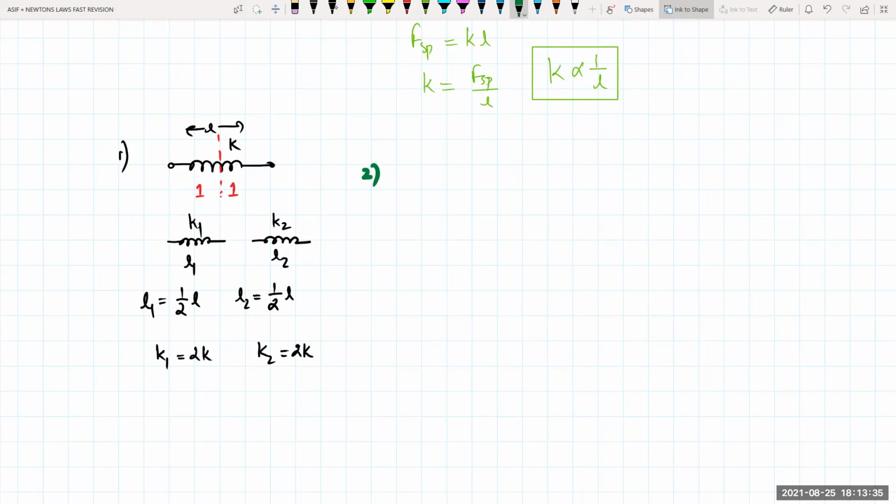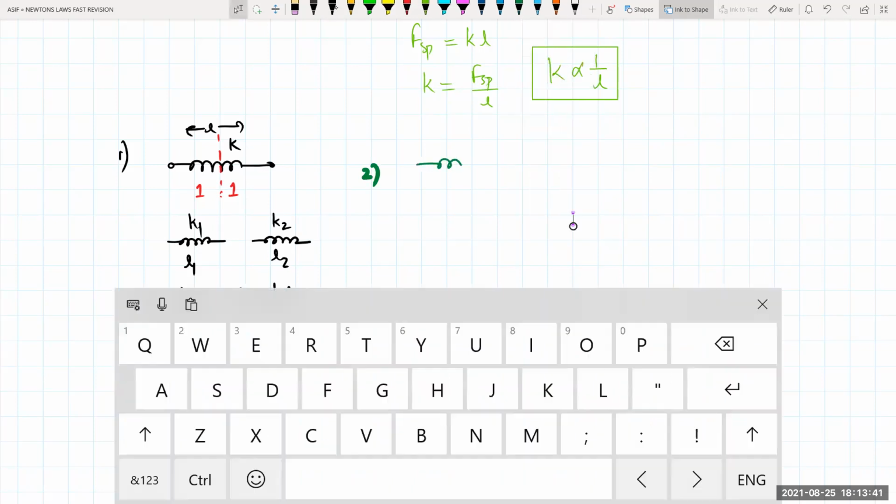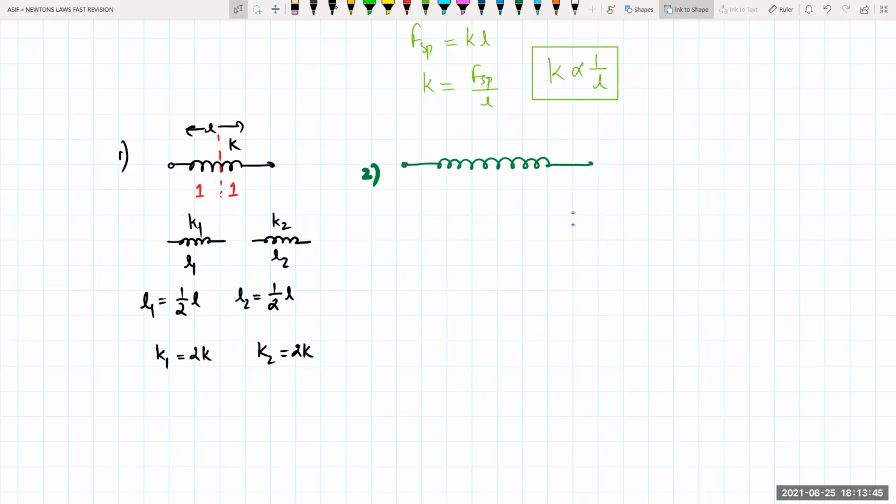Next one, you try to do this one. I'll give the condition. If I take this one as a pure spring, I'm cutting this one into 3 parts in the ratio of 1:1:1. The original length of this one is L, and the total spring constant is equal to K. Can you try to do it? Try, I'll give you time.